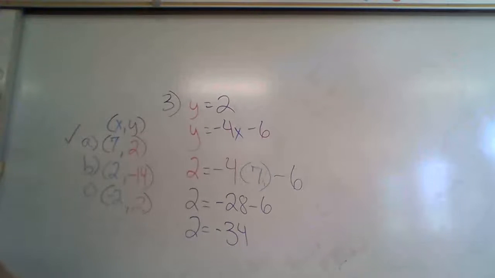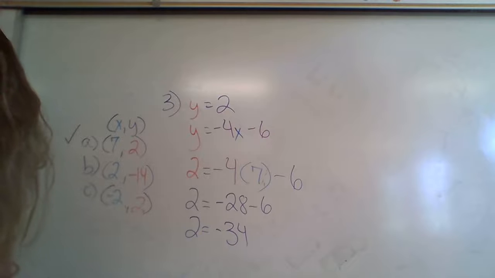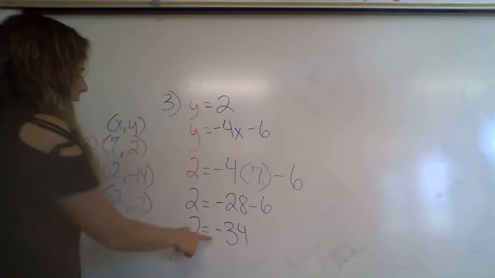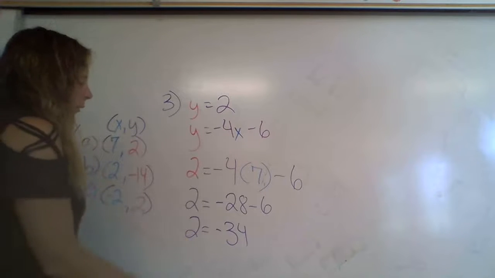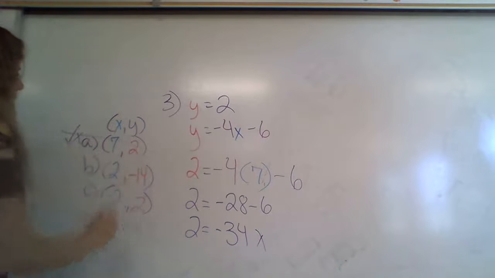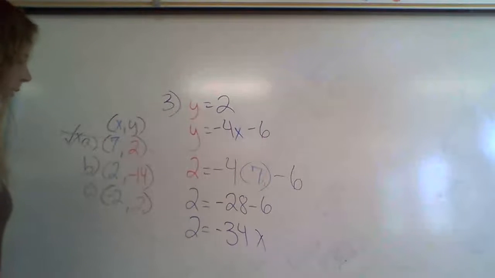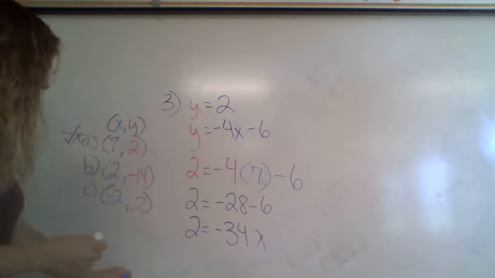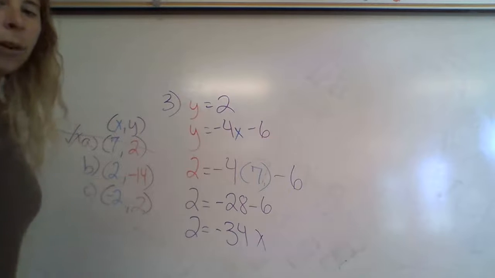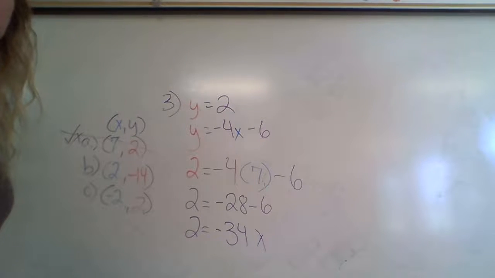Let me make sure I agree with the book. Oh, they didn't do this one. Well, there you go. So, is 2 equal to negative 34? No. Okay, so A is not the solution. So that's how you would do number 3. So try and substitute in the next 2 points and figure out which one works for both equations.